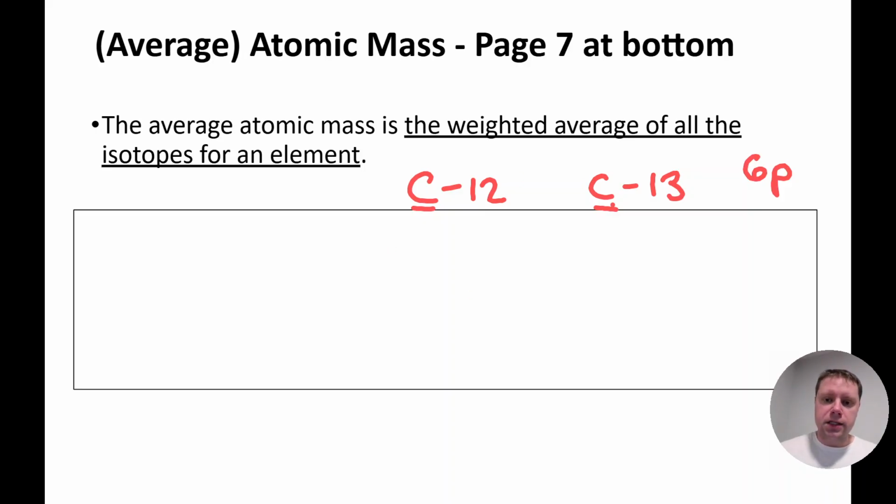Now, because their masses are different, their nucleus has to have one particle that changes. And what's going to change is their number of neutrons. So for carbon-12, their neutrons are going to be 6. And for carbon-13, their neutrons are going to be 7. Okay, so that shows you the difference between their masses.